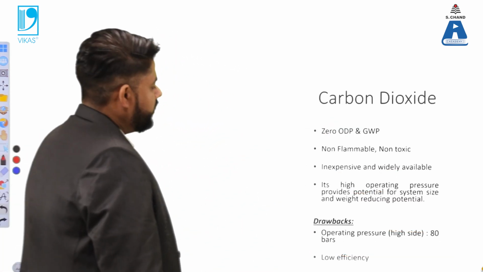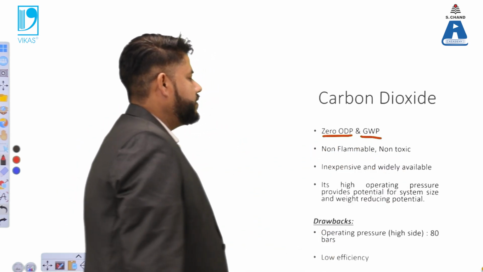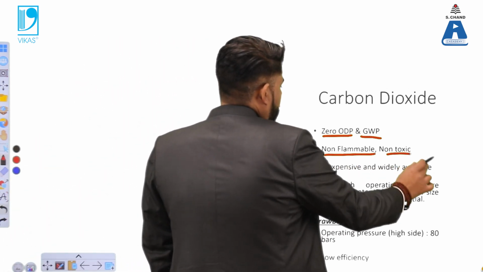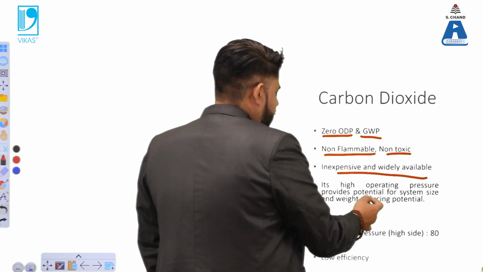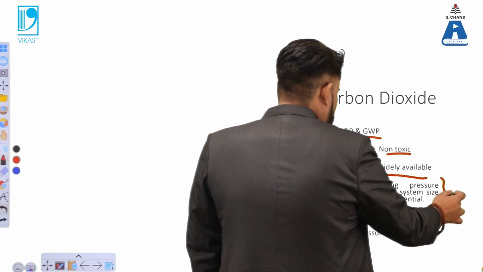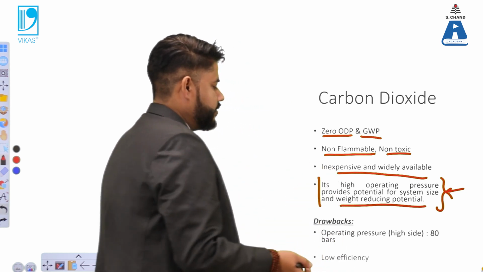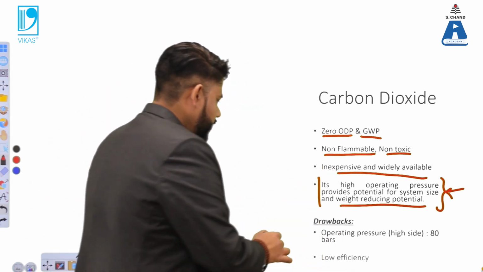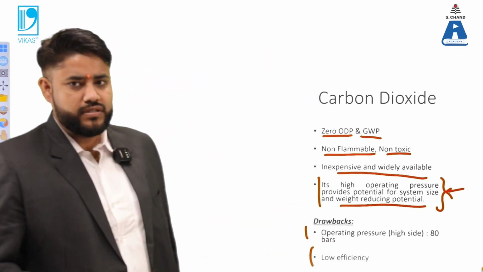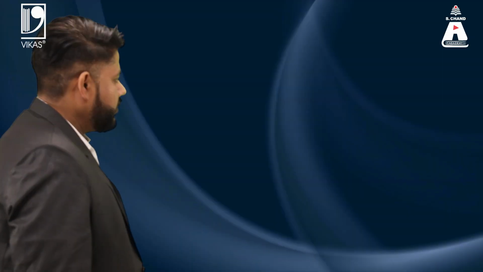Then carbon dioxide, naturally occurring. It has zero ozone depletion value and zero global warming potential, it is non-flammable and non-toxic, inexpensive and widely available, and high operating pressures are there, and it is used for operations where you have the weight reducing potential. The major drawback is that the operating pressure is only 80 bars and it has low efficiency. So there is no point in using this particular carbon dioxide because the operating pressure is very low.